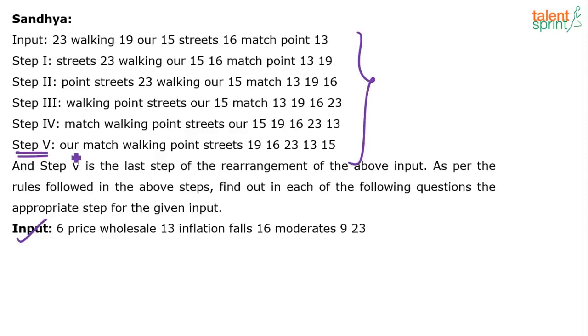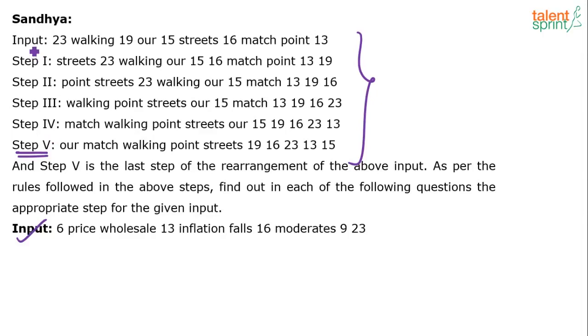Like in the last step here, step 5, I can see that the arrangement is R, match, walking, point, streets, 19, 16, 23, 13, 15. But why is this the arrangement? Why this is the output is not known to me. So I should first identify the logic behind this output, and then maybe I can look at the step-by-step process. If I directly start looking at the step-by-step process, I'll not be able to follow anything.